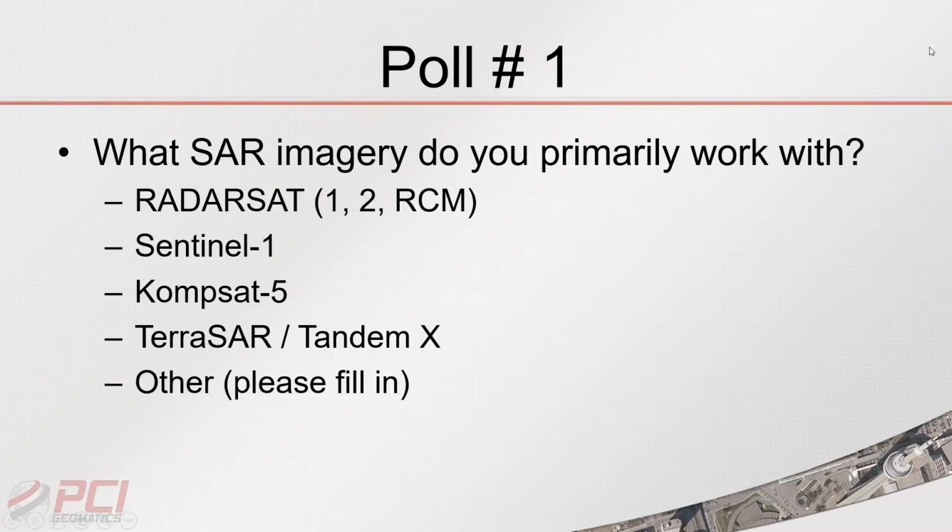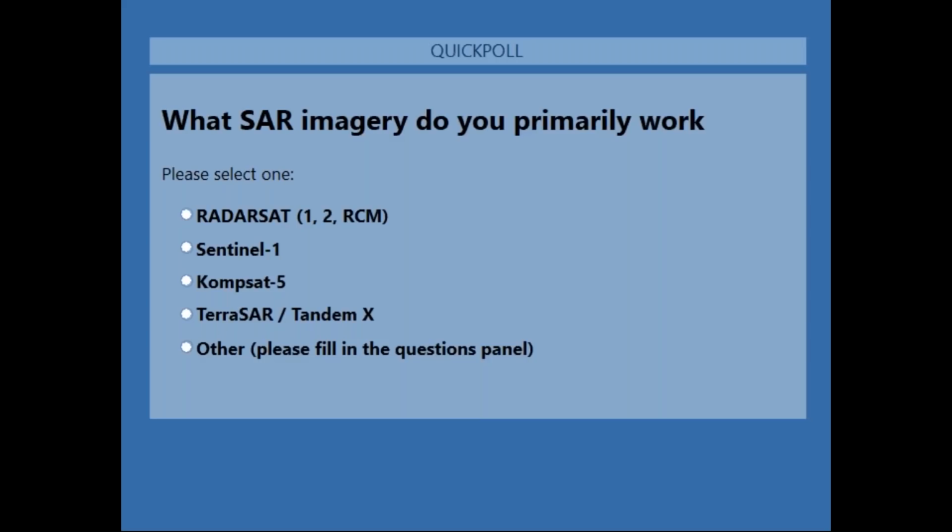So we want to launch a quick poll to gauge who's here today and hopefully provide you some good information. So we just want to get a sense of what data sets you're currently using. What SAR imagery do you primarily work with? Is it the RADARSAT constellation, whether that's RADARSAT 1 or 2 or the RCM? Maybe it's Sentinel or KOMPSAT, which is a satellite out of Korea. Perhaps you're using the Airbus sensor, TerraSAR or TanDEM-X. And if you're using another SAR sensor, we'd love to hear which one.